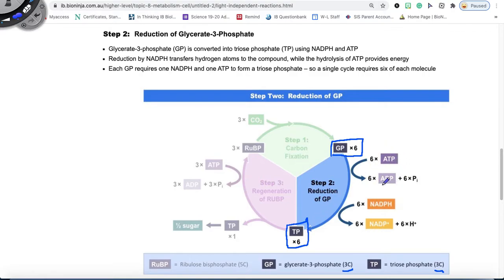Now, that requires energy, and it requires a lot of ATP. Each GP requires 1 NADPH and 1 ATP to form the triose phosphate. So a single cycle, one turn, is going to require 6 molecules of ATP and 6 molecules of NADPH, because we have 6 GPs in one cycle. This costs energy, and we're using the chemical energy from the light-dependent reactions. So now we have our 3-carbon compound, and what's going to happen? That's the third step.